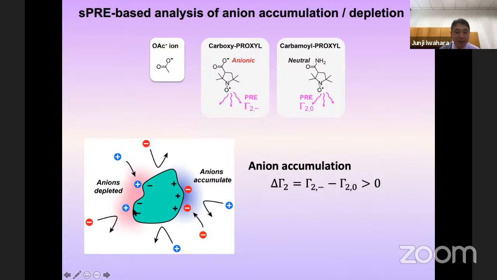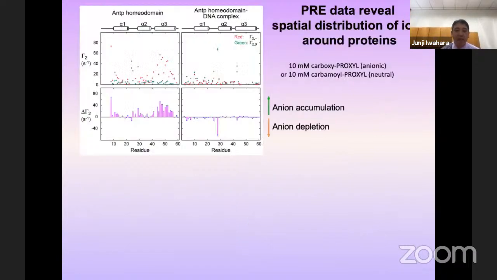On the other hand, for the region where anions are depleted, the sign of this delta gamma 2 becomes opposite. So in this way, we can identify regions where anions are accumulated or depleted. That's what we did for Antennapedia and its complex with DNA. And this is the data for the free protein.